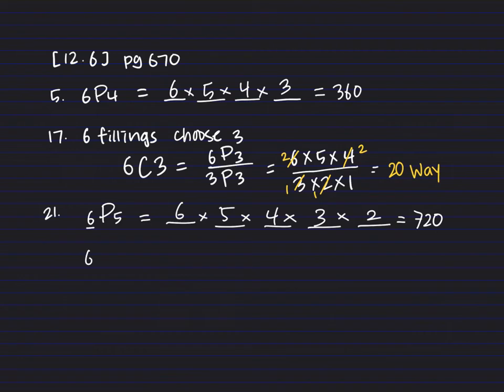So if I have the same numbers in combination, that means I'm going to eliminate all the numbers that are overlapping or including the same letter, not necessarily in the same order. So when you have 6C5, you're going to have 6 permutation 5, and then 5 permutation 5.